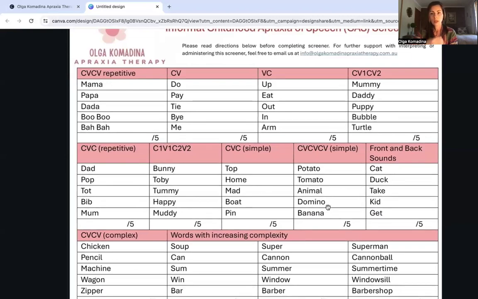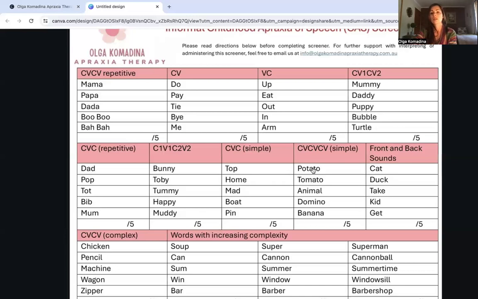Well, let's move away from CVCV words and let's go to those two syllable words with early developing sounds, and let's move to 3 syllable words with early developing sounds. So examples would be potato, tomato, animal, domino, banana. If you notice, they're still all sticking to our early developing sounds. We're not throwing in the trickier sounds, which we'll touch on in a moment.